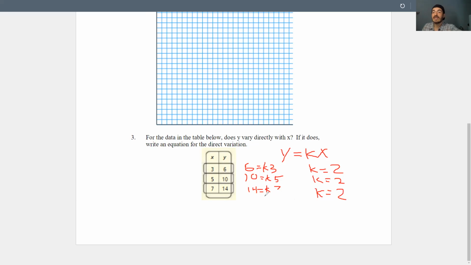So I have a consistent constant that's the same for k. But the question is not asking us for k. It's saying if it does, which it does. So the first part of the answer is yes. And then if it does, write an equation for the direct variation. That's y is equal to 2x.